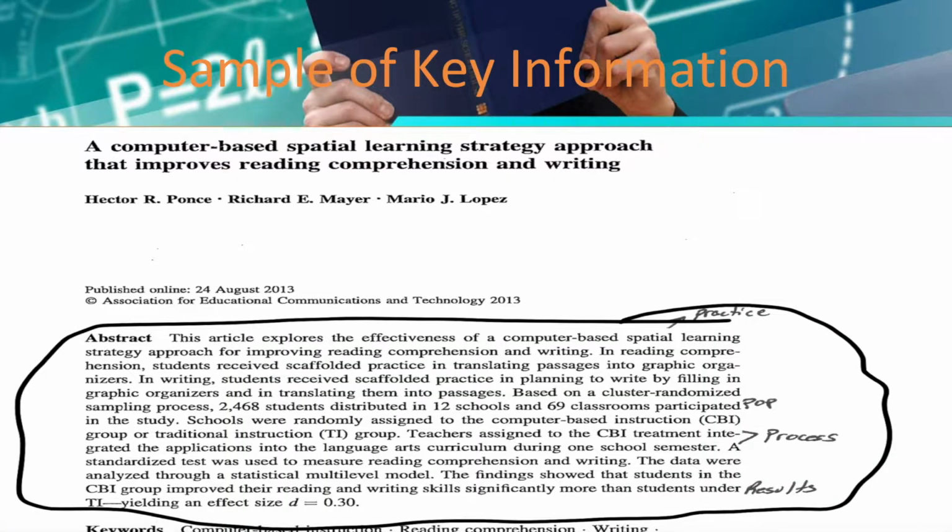So a sample of the key information, if you look at the abstract of your research best practice, the abstract will give us all the key information, such as the practice, the population, the process, and the results. We also know who is conducting the research by the authors.